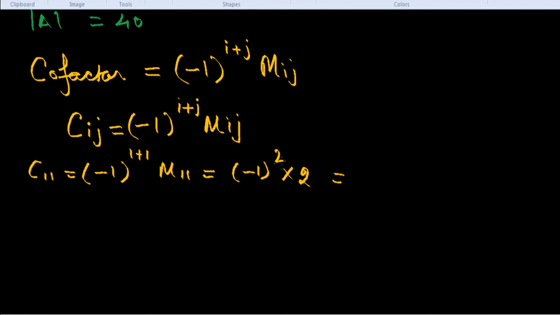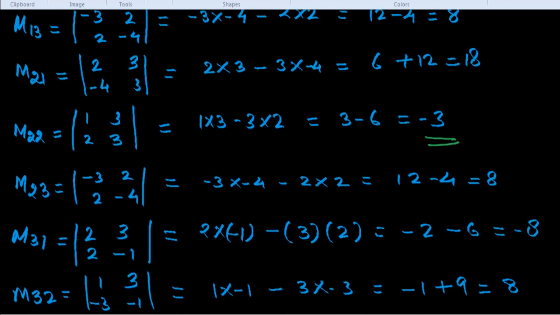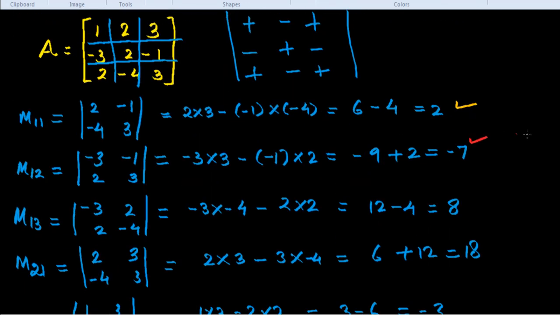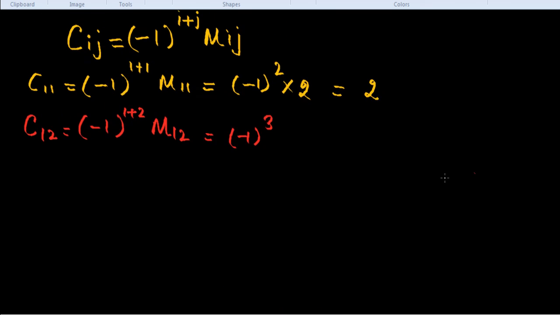So we get minus 1 power 2 is 1, so we get here 2. Now C12: minus 1 power i plus j, where i is 1 and j is 2, so into M12 we get here minus 1 power 3, and the value of M12 we have already found is minus 7. So we put here minus 7. So we get minus 1 to the power 3 is minus 1, and minus 7 we get here positive 7.